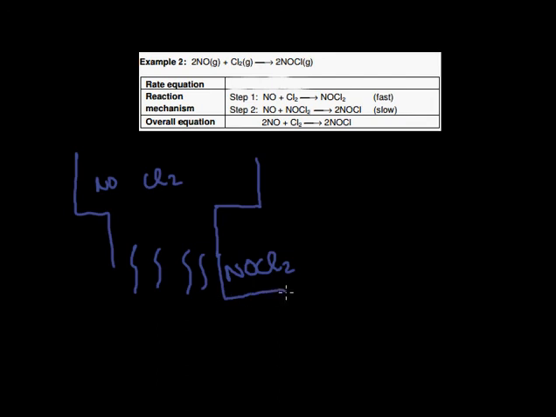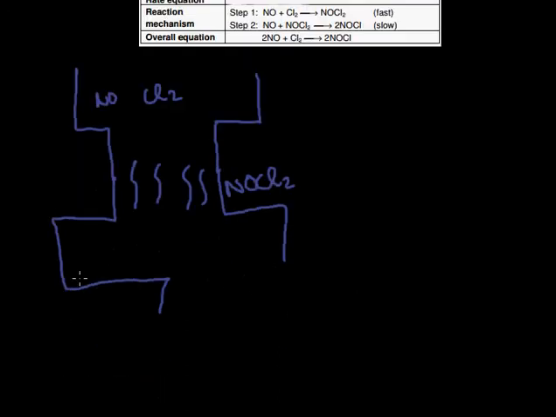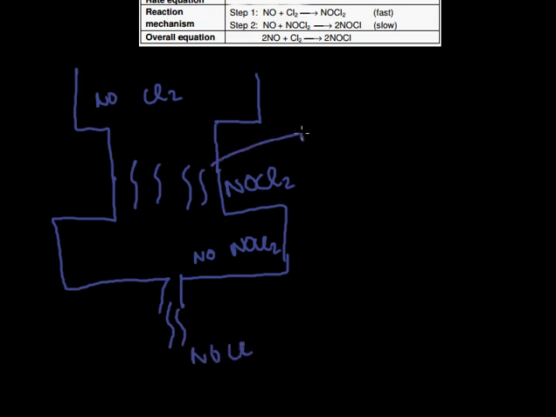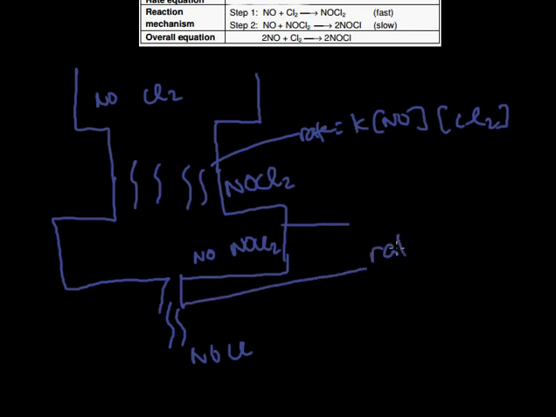And then I have the slow step, which is the narrowest step, right? It doesn't allow a lot of water to flow out. And this is NO plus NOCl2 to give you 2NOCl. So we know that, of course, this one has a rate equals k NO Cl2. Here, this tap over here gives me rate equals k NO and NOCl2.